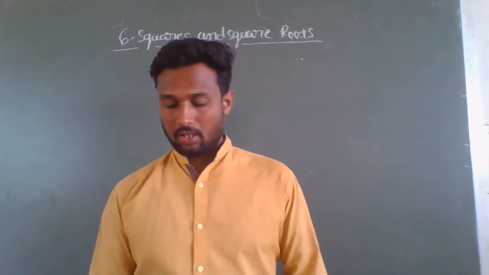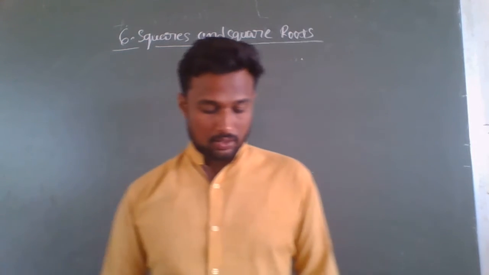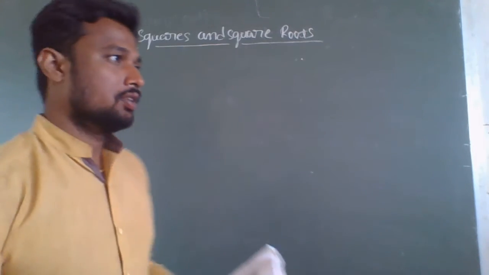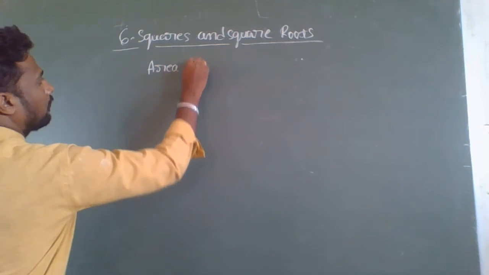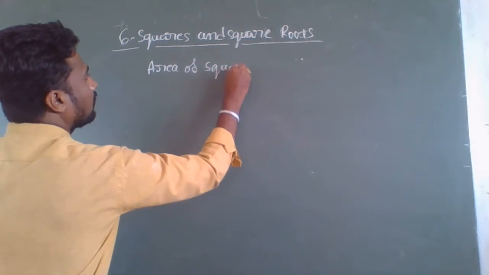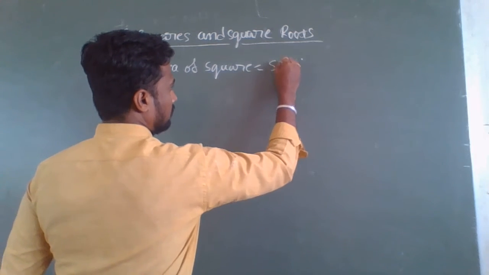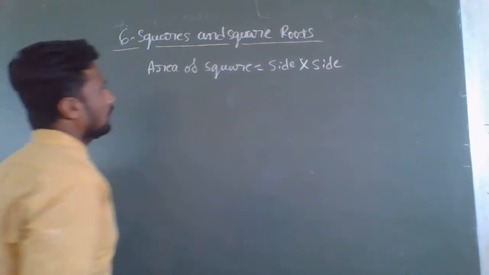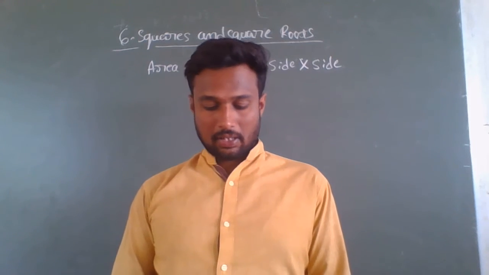Here in page number 89, they have given the area of the square. What is the area of a square? Area of square is equal to side into side. Here, side means the length of a side.